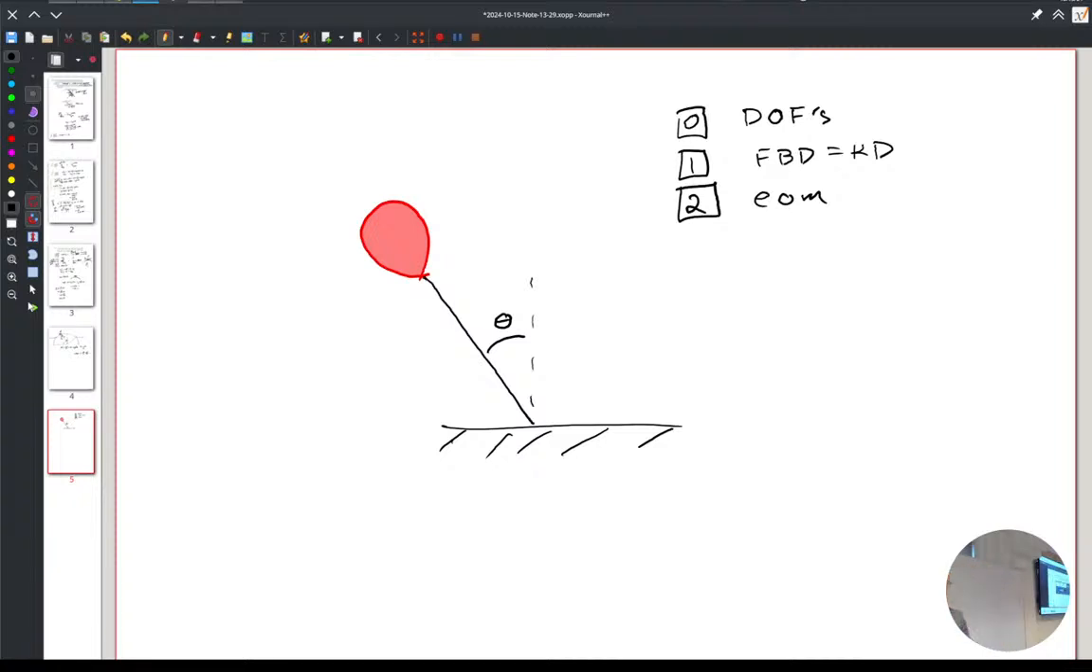So this one, there's A, B, C, D, E, but for the most part, we're just trying to find how many degrees of freedom do we have? What's the free body diagram, kinetic diagram, and then what is the equation of motion? So the buoyancy force is 2 mg. Force of gravity is mg.